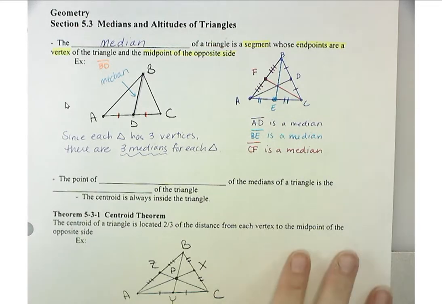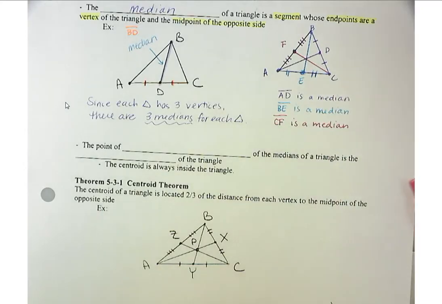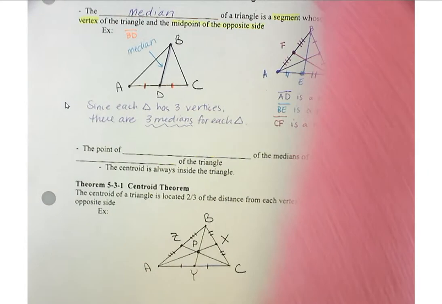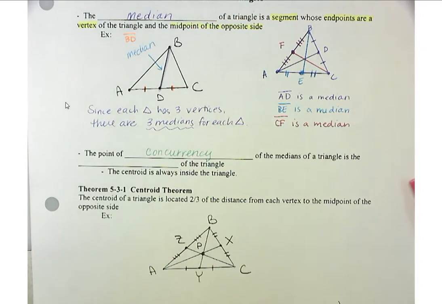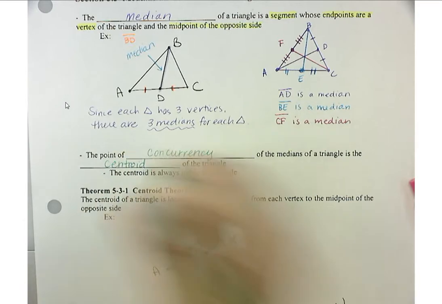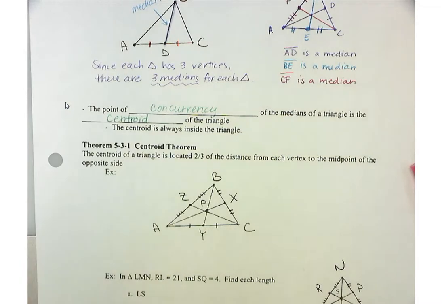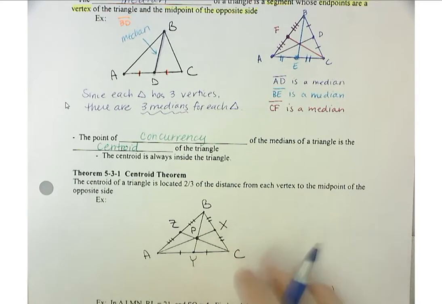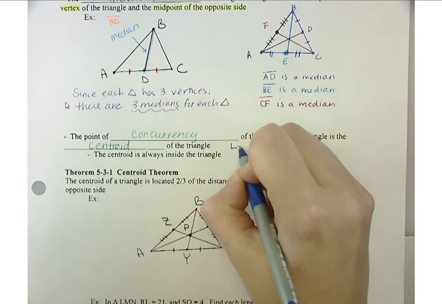Once you drew all 3 of those, hopefully you noticed that they intersected inside the triangle. That point is called a point of concurrency. The point of concurrency of the medians of a triangle is the centroid of the triangle. A point of concurrency is the center of gravity. So if you had this triangle and you wanted to balance it on your finger, if you put it at the centroid, that's where it would balance. So the point of concurrency is the center of gravity.